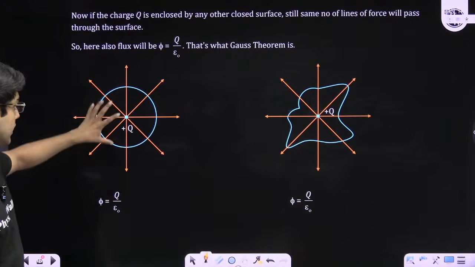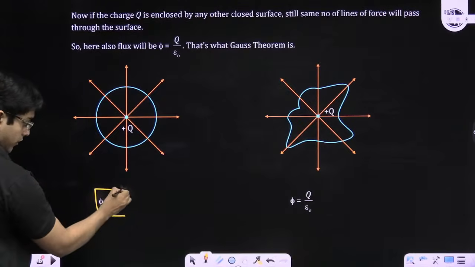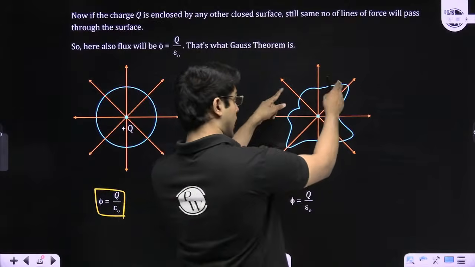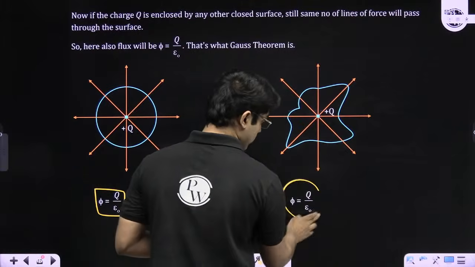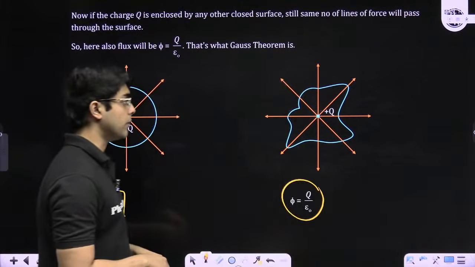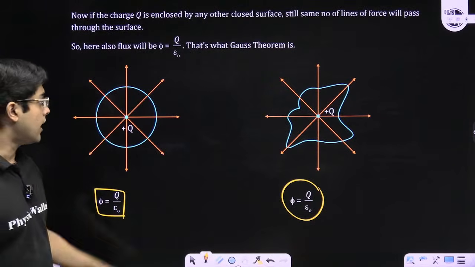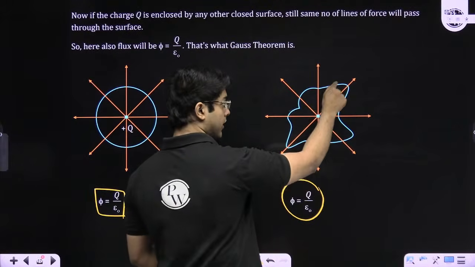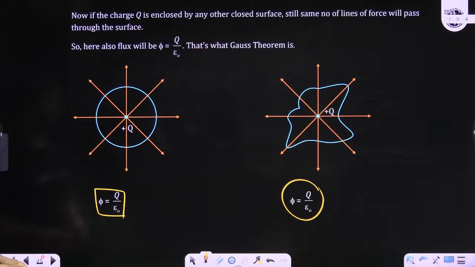Okay, so as you can see in this particular diagram, we calculated this using the results we know. We proved that the flux is Q by epsilon naught. But even if you choose any arbitrary shaped surface, it has to be a closed surface. Then also the flux is the same. The shape does not matter. If n number of field lines are leaving plus Q, which means n lines will cut the sphere, then the same n lines will also cut this random surface. So hence the flux will be the same here and there.